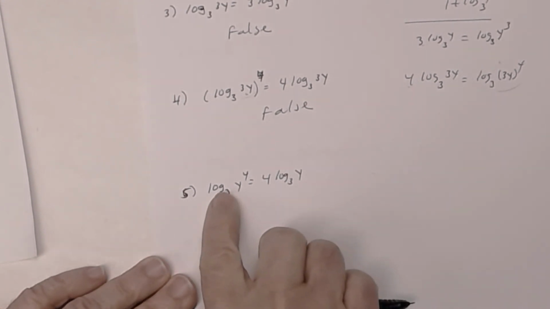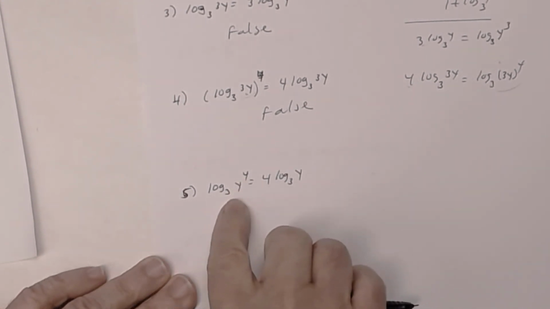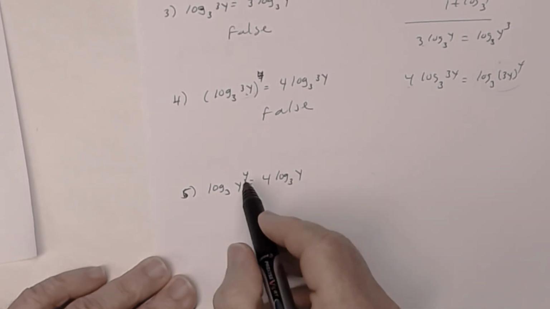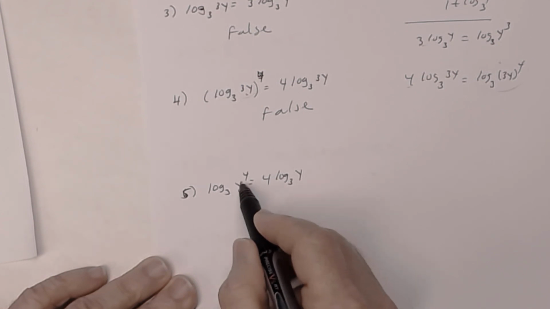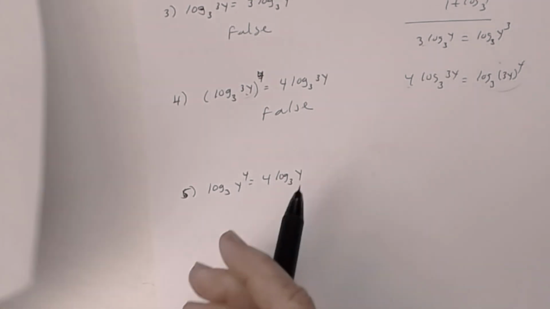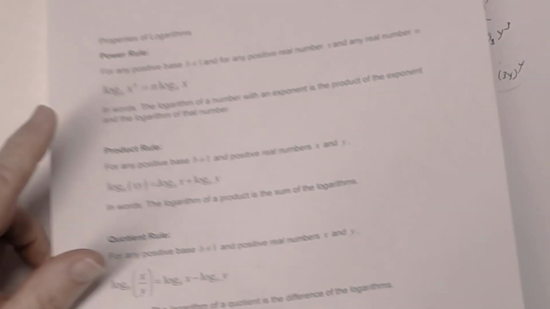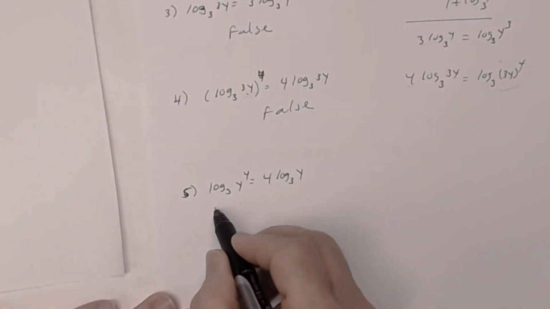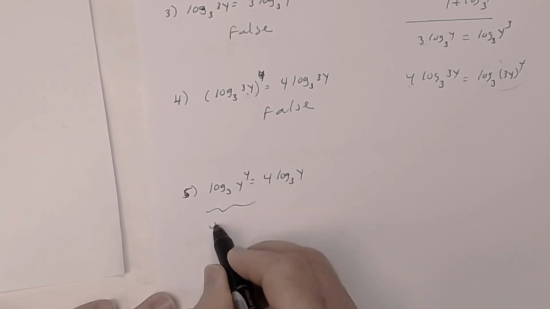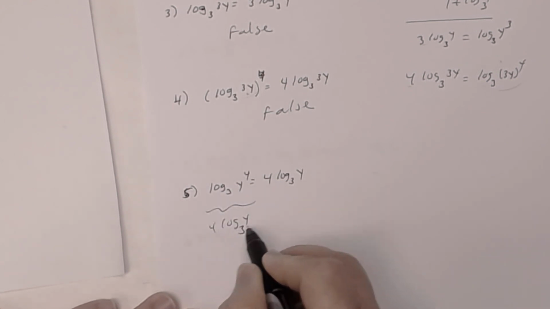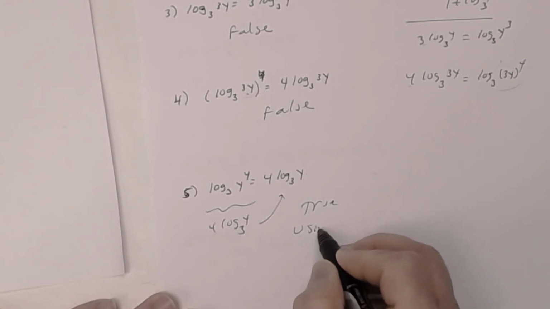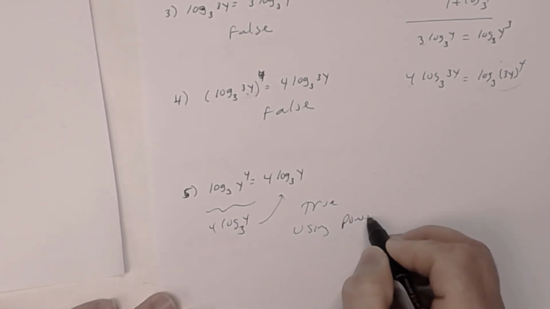Number 5, the log of y to the 4th base 3, is that the same as 4 log of y base 3? Well, since the exponent is only in relation to the base, then according to the power rule, I can write this right here as 4 times the log of y base 3, which is what this is. So that one's true, and that's just using the power rule.